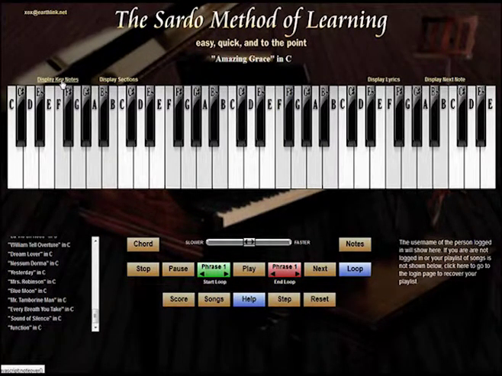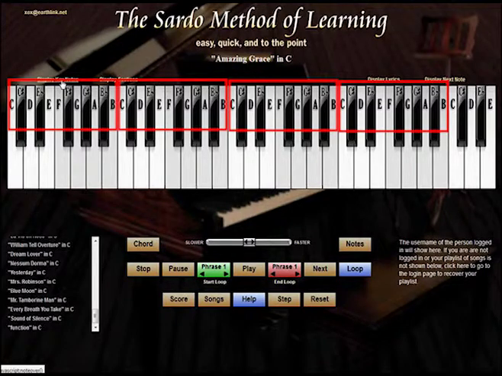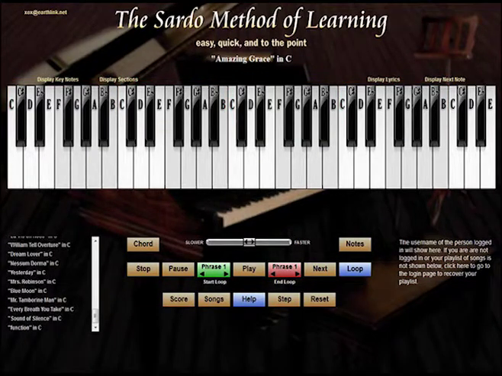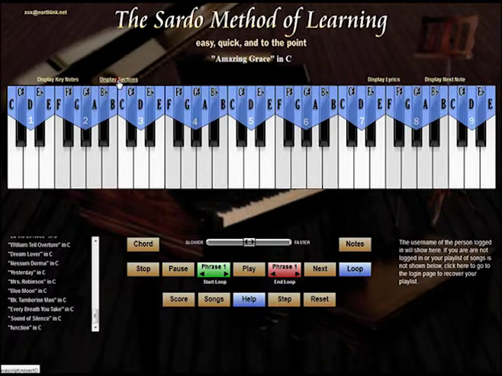The Sardo method reveals an even simpler pattern based on the black keys. You can see within each group of 12 notes a set of 2 black keys and a set of 3 black keys. These black key sets also repeat over and over across the keyboard.